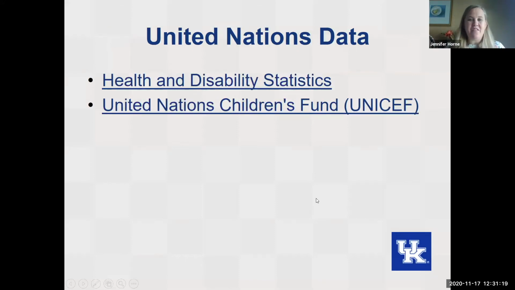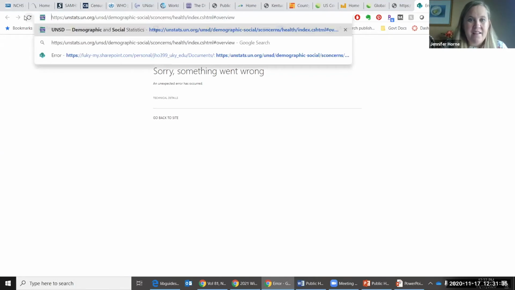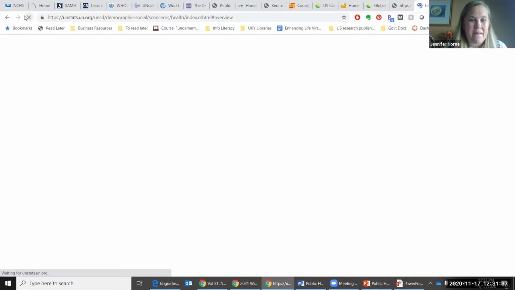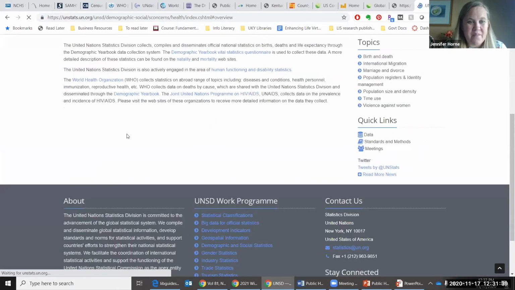Same thing, the United Nations is collecting data. They have the UN data port. If you were to look at what their health and disability statistics look like, that I do not have, I'll have to fix that link. But same thing.